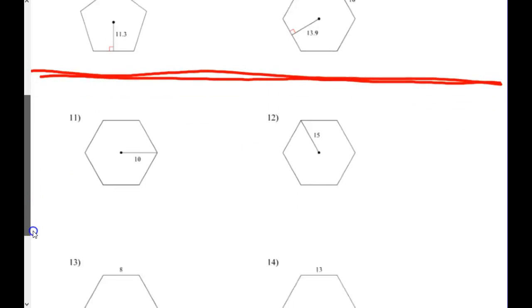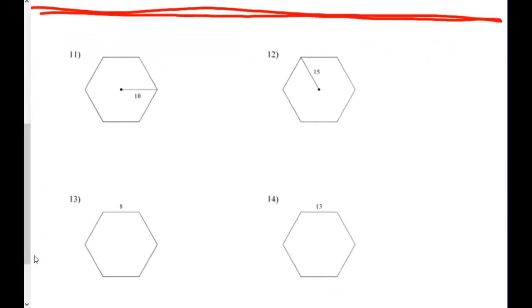However, look at 11, 12, 13, and 14, okay? So on number 11, what do you think the apothem is on number 11? Raise your hand if you think it's 10. If you raised your hand, take that hand and bop yourself on the head. Boop! Because it ain't 10. Here's why. The apothem goes to a midpoint. That 10 does not go to a midpoint, it goes to a vertex. So that's what we call a radius. AKA, that's not the apothem, okay?